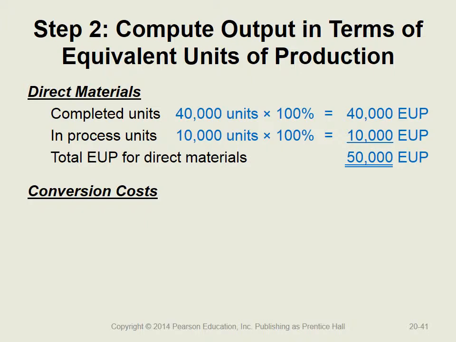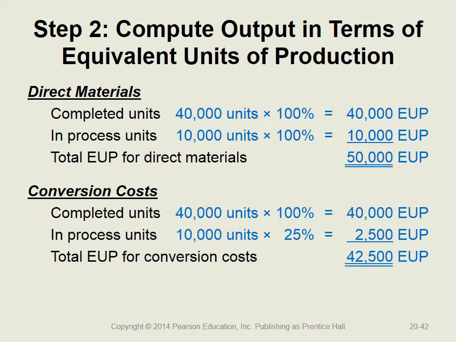The assembly department worked on 50,000 puzzle boards during July. We have already determined that 40,000 puzzle boards are completed and have been transferred to the next department. If they are completed and transferred out, then they are 100% complete for both direct materials and conversion costs in this department. Because the direct materials are added at the beginning of the process, the units which were started have had 100% of the materials added. Therefore, the equivalent units of production for direct materials total 50,000 because all the direct materials have been added to all 50,000 units worked on during July.